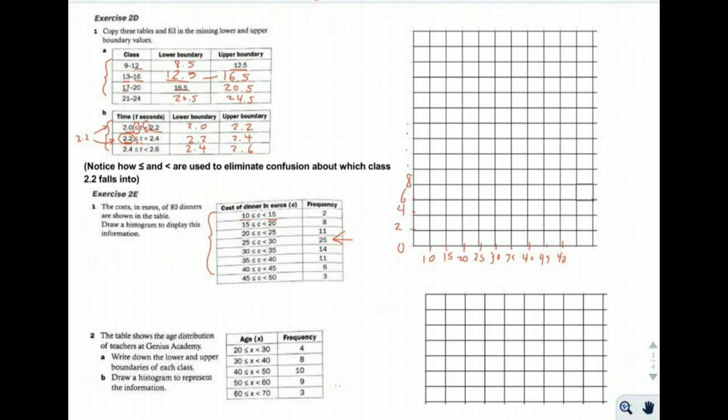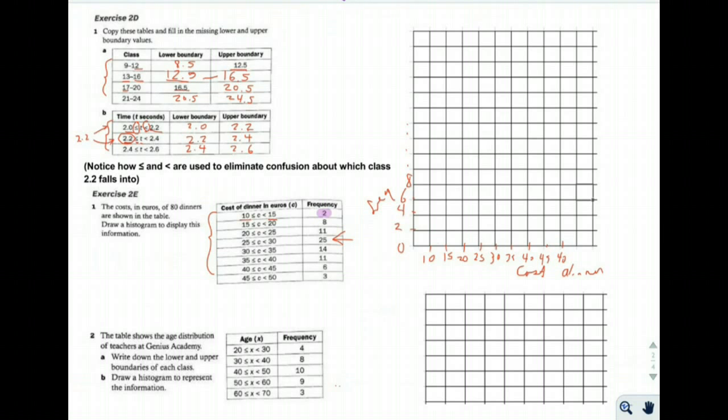Okay? And then I'm going to take a marker and I'm going to highlight the blocks which correspond to the frequencies here. So from 10 to 15 euros, there are 2 dinners. So I'm going to mark this block which goes up to the number 2, the frequency 2. Oh, and I forgot one more thing. Here we're going to write cost of dinner, and here I'm going to write frequency.